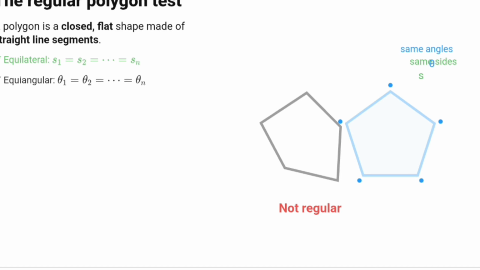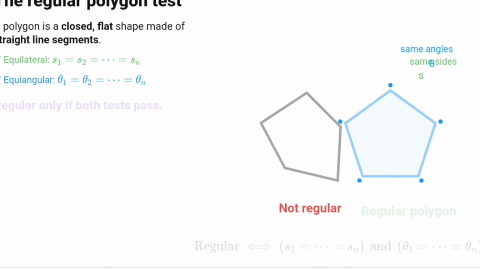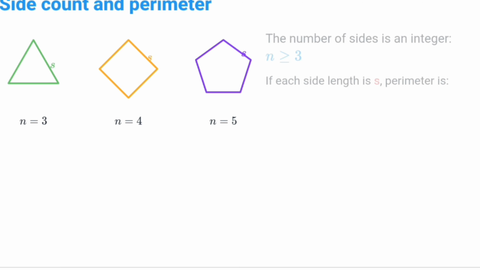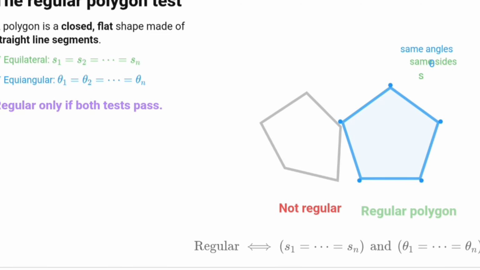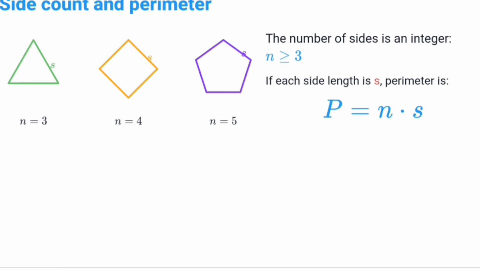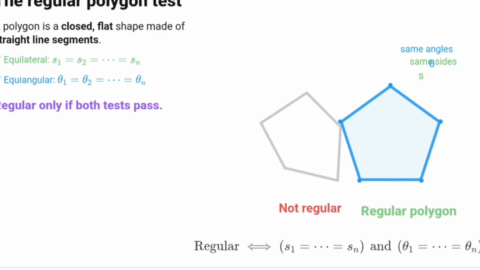The first step is to pin down exactly what makes a polygon regular. To begin, a polygon must first be a closed, flat shape made only from straight line segments. It is regular only when all side lengths are equal and all interior angles are equal. With equal sides established, the number of sides can be named n, where n is an integer, at least 3. If each side has length s, the perimeter is n times s.